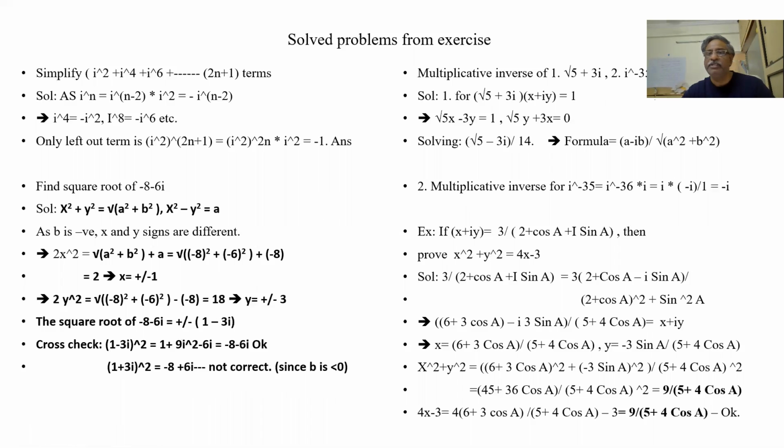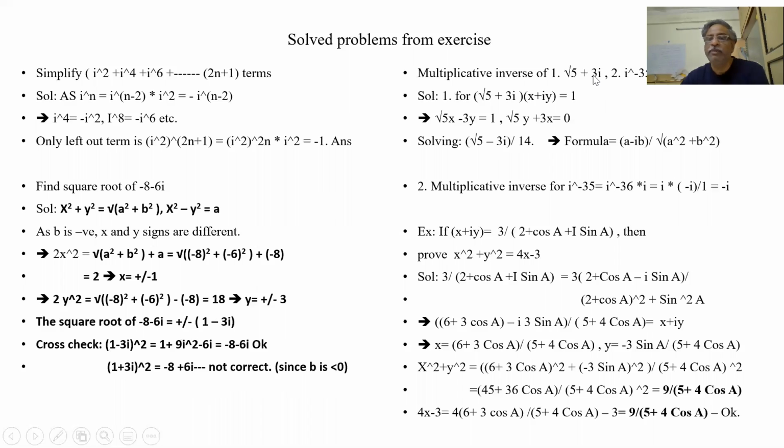What is the multiplicative inverse? We know the formula: a by root of a square plus b square, minus b by root of a square plus b square. So root 5 by a square plus b square, which is 5 plus 9, 14. So root 5 by 14 minus 3 by 14. Or we can do this into x plus iy is equal to 1, so I can solve for x and y here. Otherwise, we have the formula a by square root of a square plus b square, minus ib by square root of a square plus b square, is the conjugate of my multiplicative inverse.